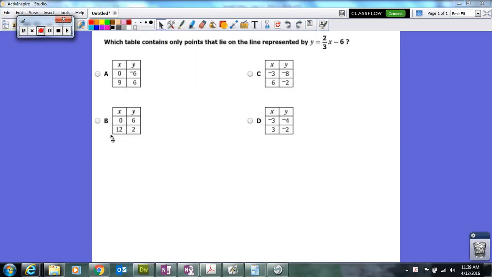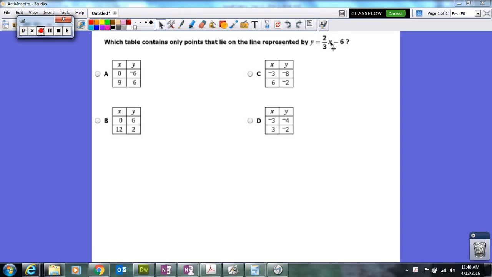All right, we have another multiple choice from the 2014 Math Grade 8 SOL test. Let's go ahead and see what it's looking for. Which one of these tables contains only points that lie on the line represented by y equals 2/3 x minus 6?